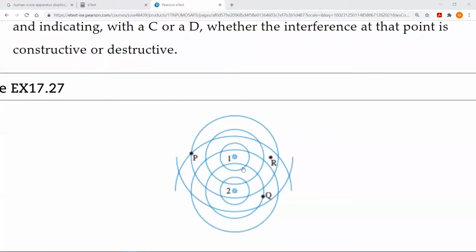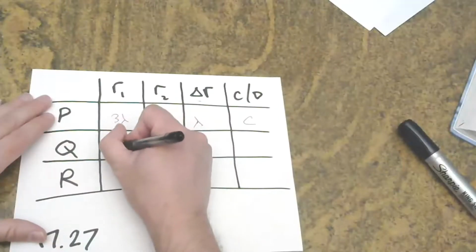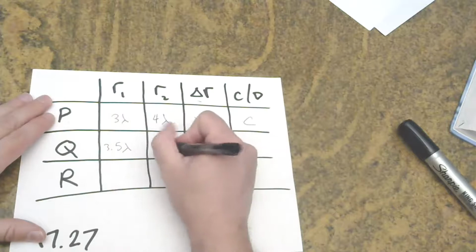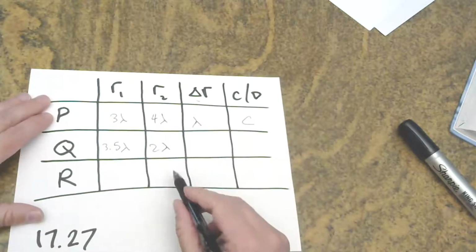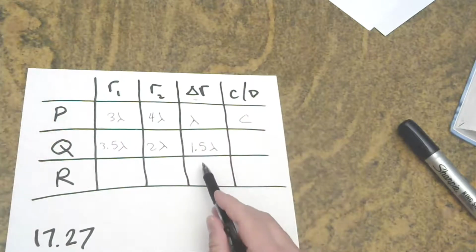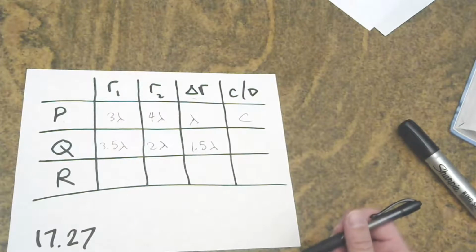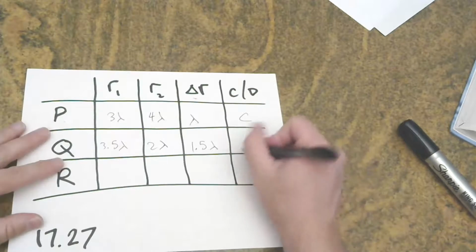Point Q. Okay, I'm going to start with source 1. I count 3.5 wavelengths from source 1, and only 2 wavelengths from source 2. The difference between those is 1.5 wavelengths. Anytime you get a half integer number of wavelengths, in other words, 1/2, 3/2, 5/2, that's max destructive.